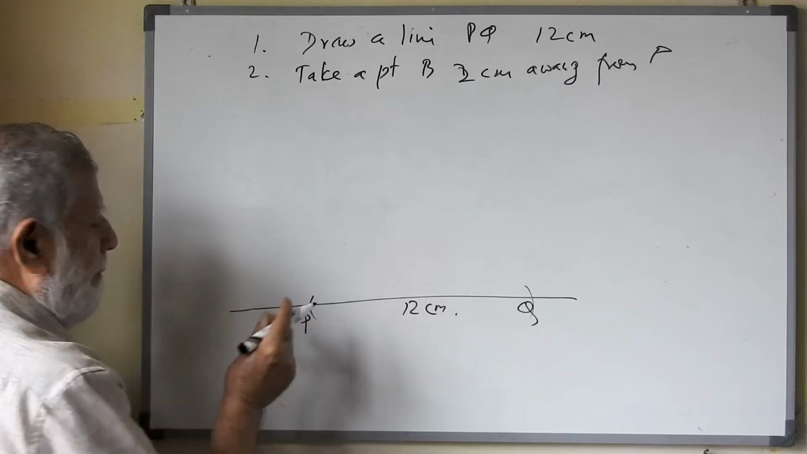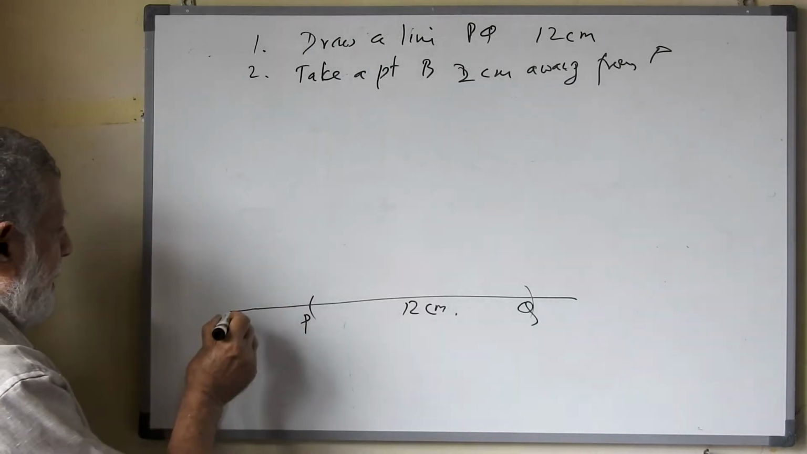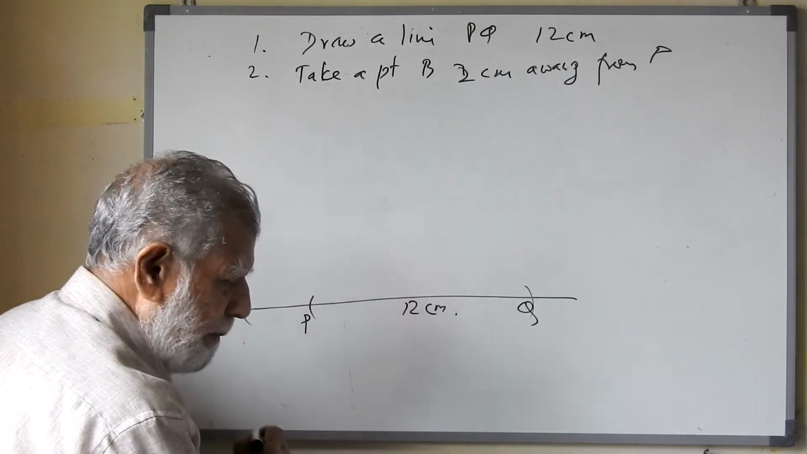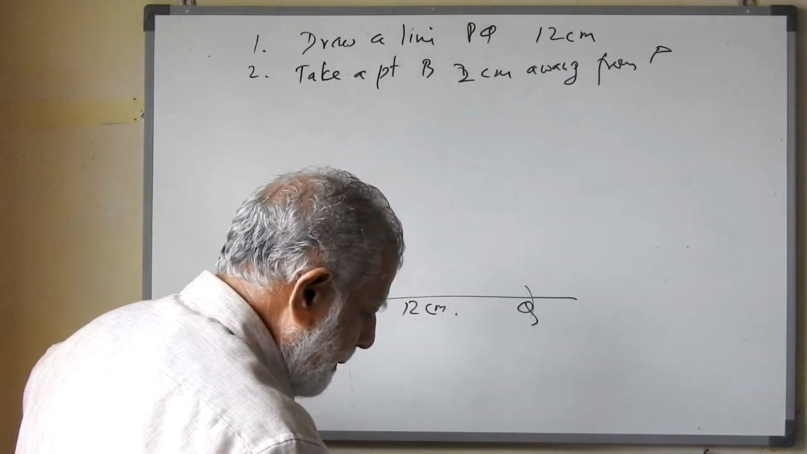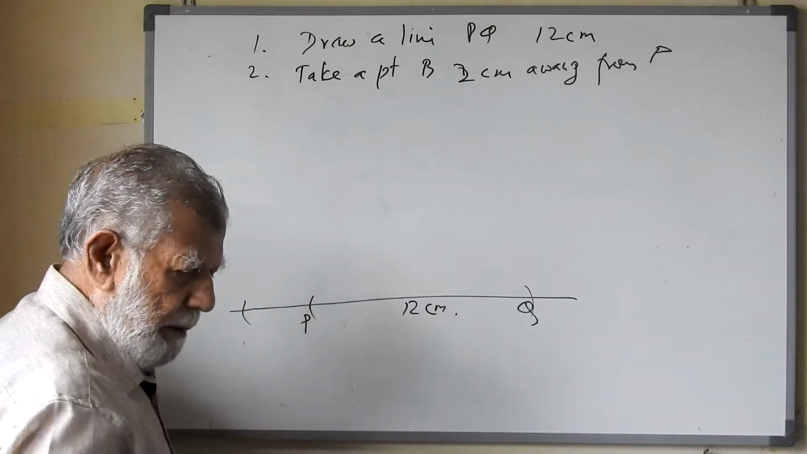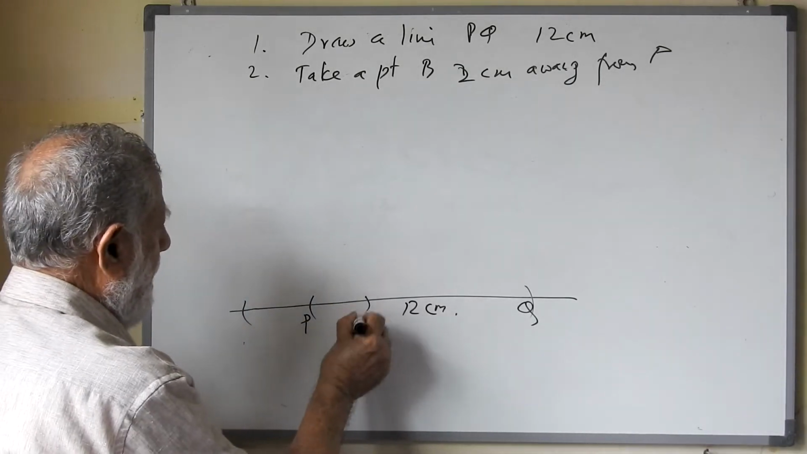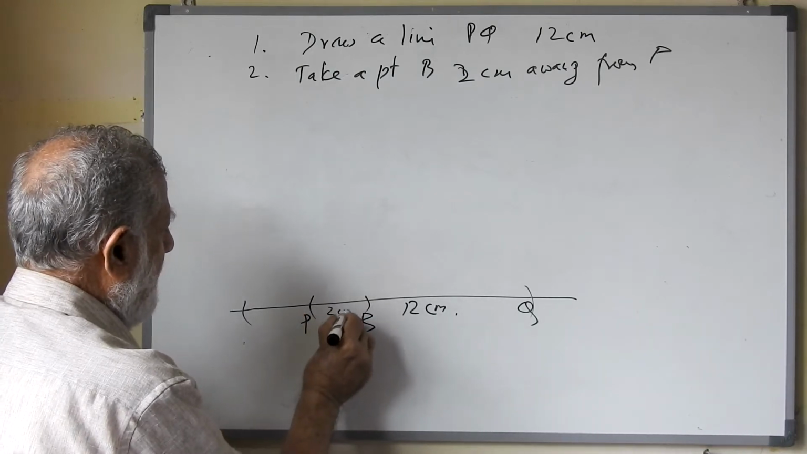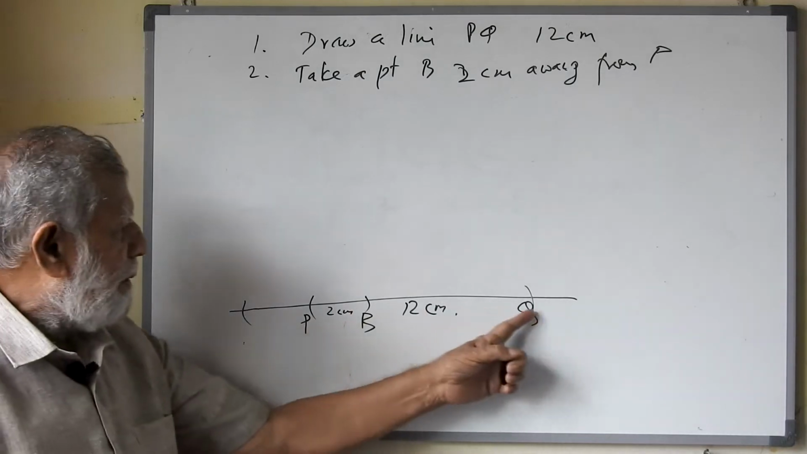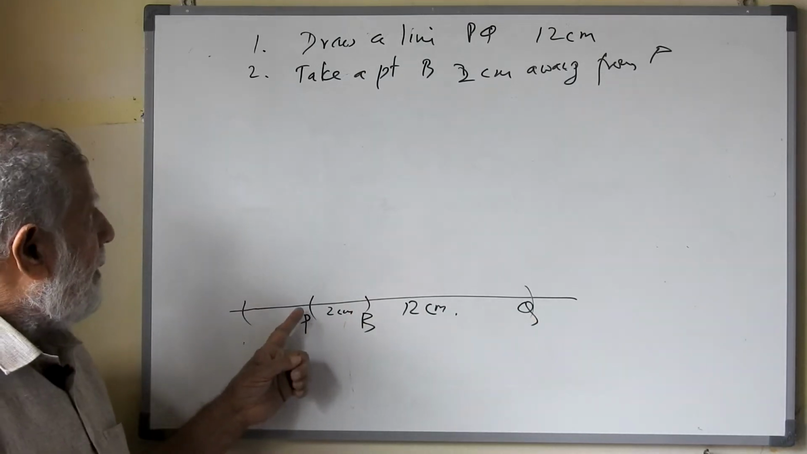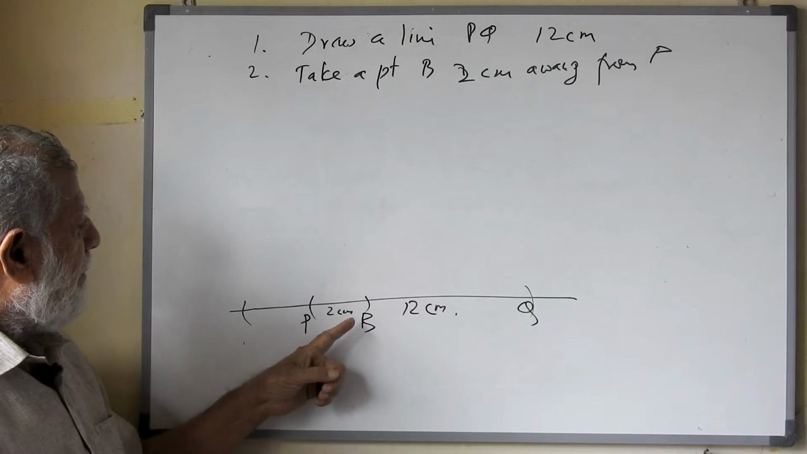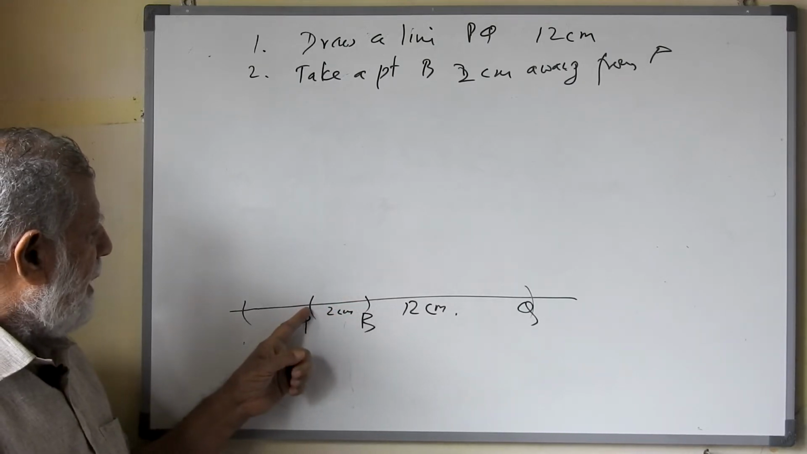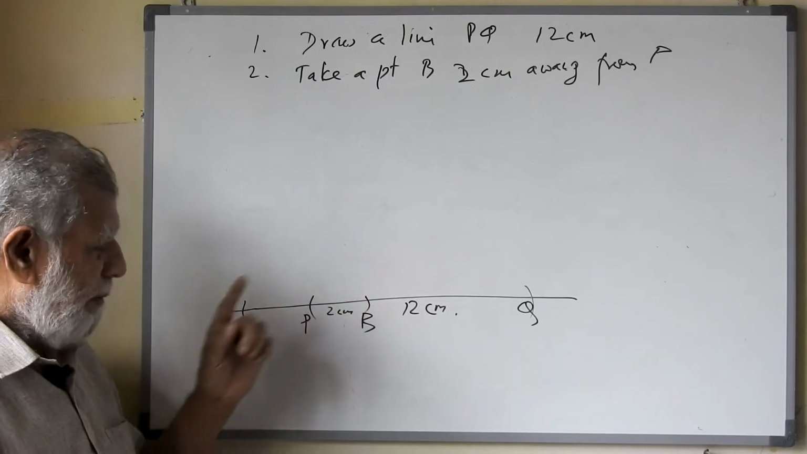So here again with the compass, take 2 centimeters and cut out like this, on PQ. Or you can take it here even. Now we have drawn the line PQ, and they are asked to take the point B, which is 2 centimeters from P. So what we do is, from here draw an arc 2 centimeters and B will be here.